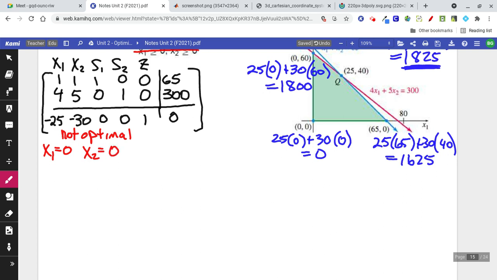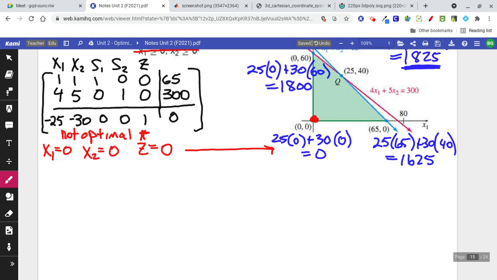And I'm going to ignore the slack variables for now and just go straight to z. Z is a basic variable, so we can figure out its value. It's going to be 0 divided by 1 is 0. So what's interesting about this, I think, is this solution just so happens to correspond with this corner point on my graph. I've got x1 is 0, x2 is 0, and your z value is 0. But we need to do the simplex method because this is not optimal.